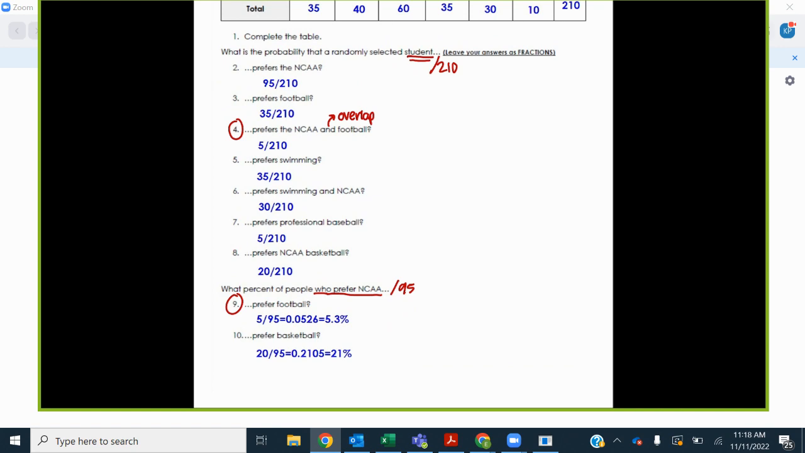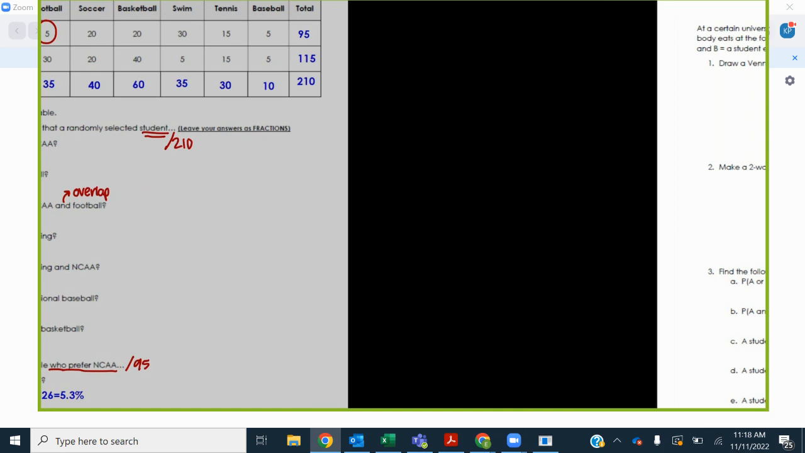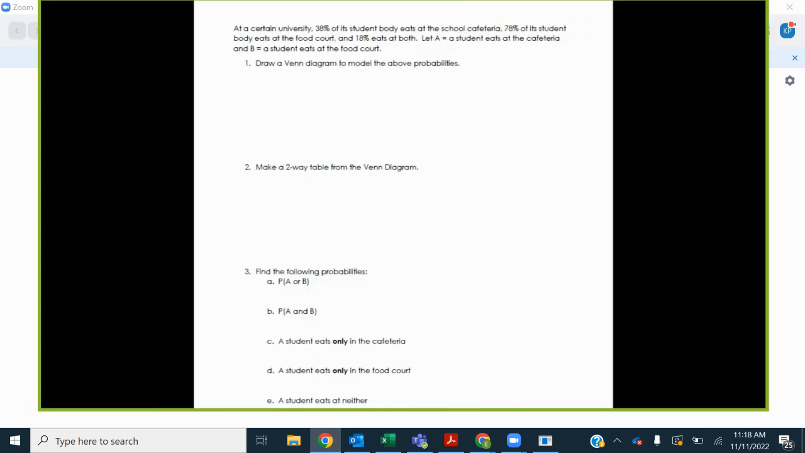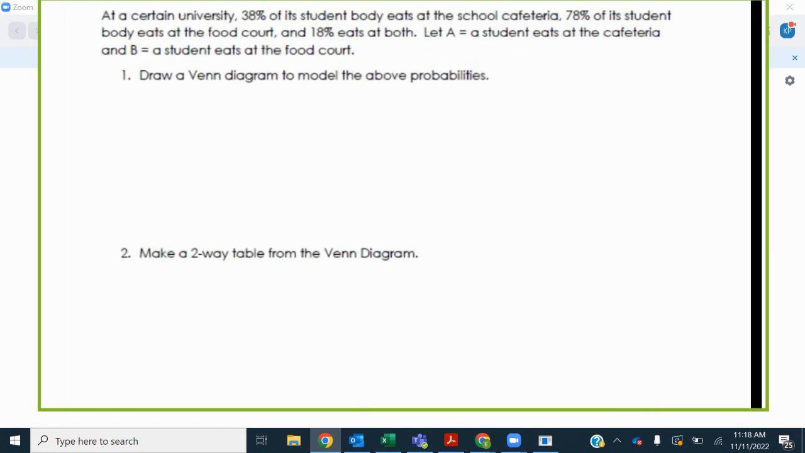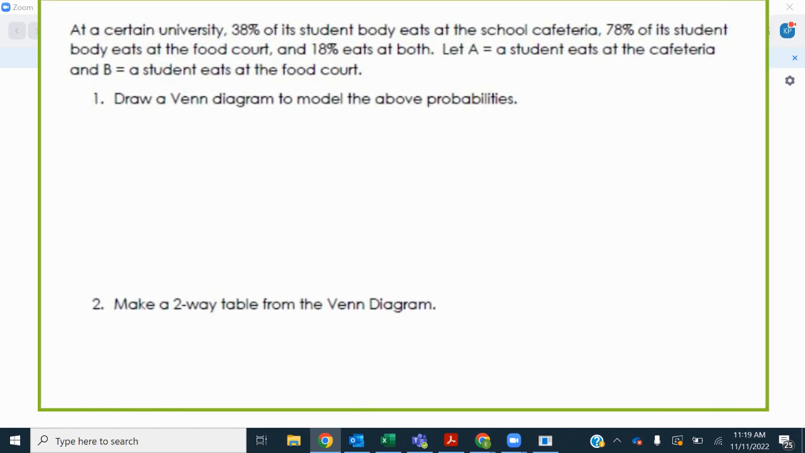move on. We actually want to move on to another page from your packet, just talking about some Venn diagrams. So if you'll find this page, it should be 2 pages later, and we're going to do this problem together. At a certain university, 38% of its student body eats at the school cafeteria, 78% at the food court, and 18% at both. So A is going to be the cafeteria, and B is the food court. So draw a Venn diagram to model the probabilities.